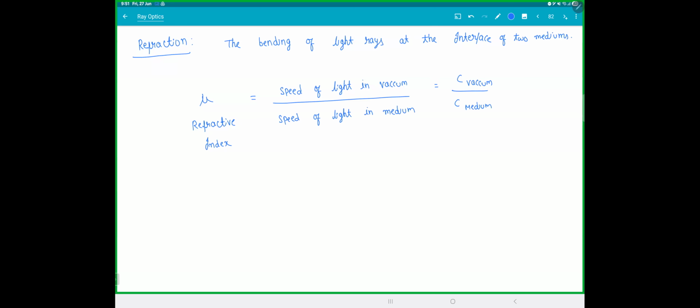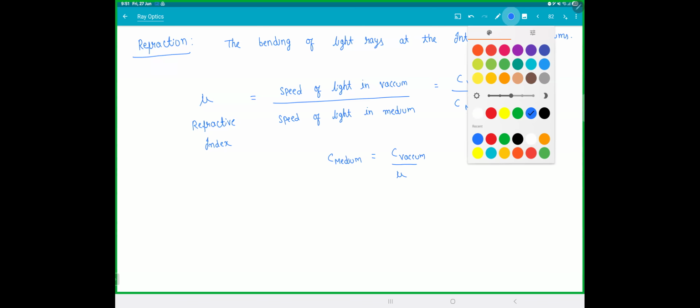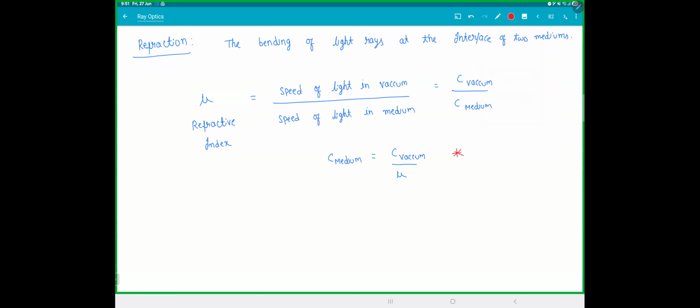So basically light travels fastest in the vacuum and it actually slows down in the mediums. The speed of light in a medium is given by C vacuum by mu. This thing again we'll discuss a bit in waves also, but there's a thing here. Whenever a light goes from one medium to another medium, frequency doesn't change. Light has three properties: frequency, speed and wavelength. Frequency is like the number of waves per second, that does not change when you go from one medium to another medium. Frequency does not change with medium.